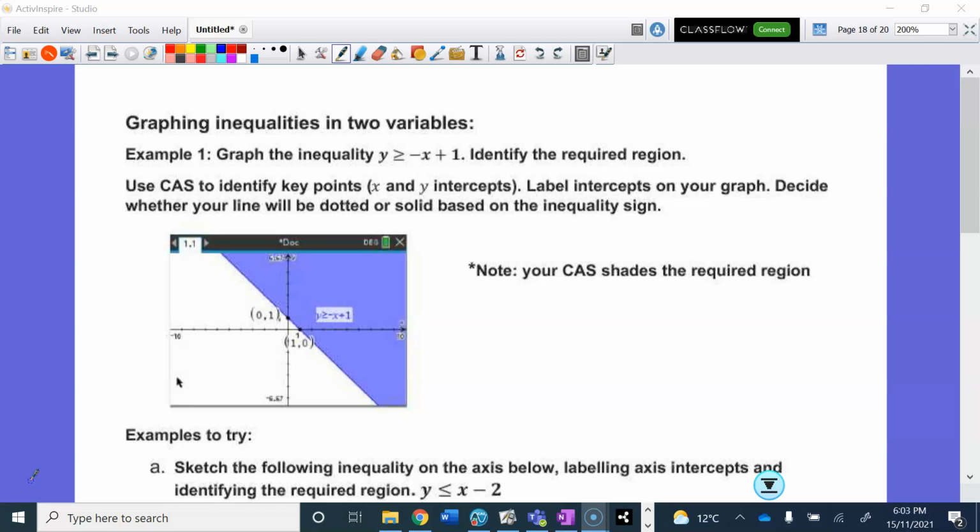So something like y is greater than or equal to -x plus 1. What does that look like? So the good news for you is that you're going to be able to use the calculator for all of this in future, and you don't need to know how to do this by hand, but you do need to know how to use your calculator in order to help you to get that onto a piece of paper.